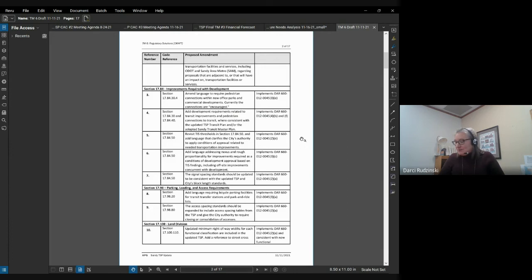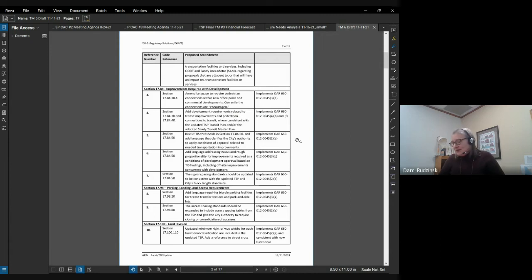Let's see, some street requirements, I wouldn't say additions, but we're going to take another look at the impact study requirements. Again, I think Mike mentioned that those were changed, and so we want to look at those thresholds, see if those still make sense. Also, want to make sure that there's some language in there that clarifies the city has the authority to apply conditions related to the needed transit improvements.